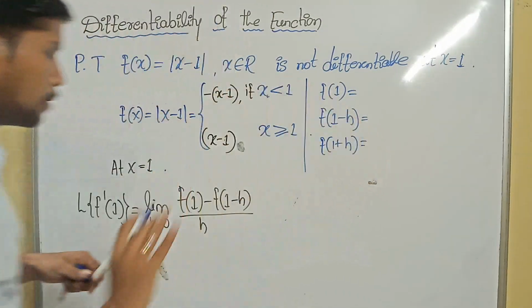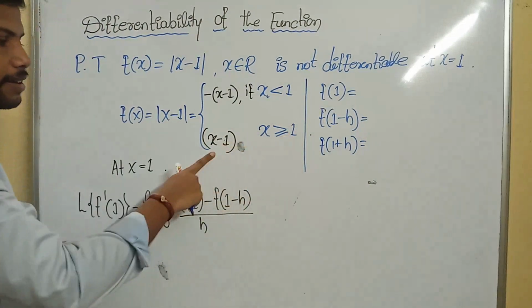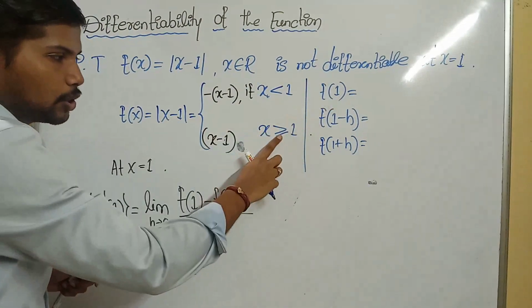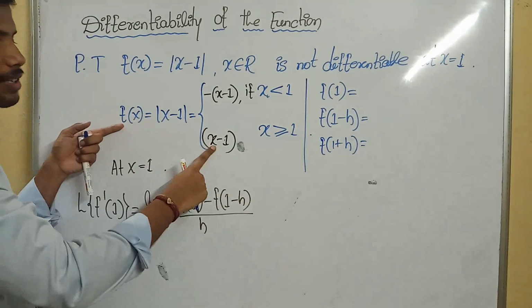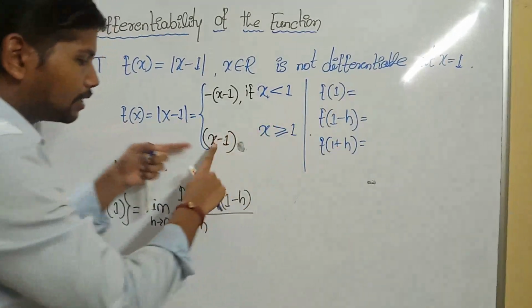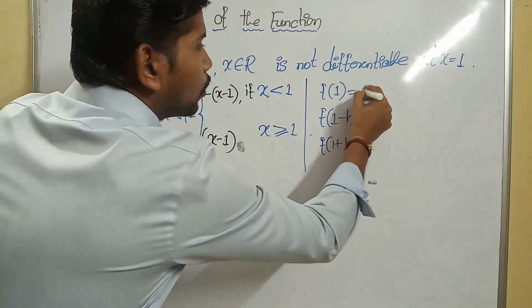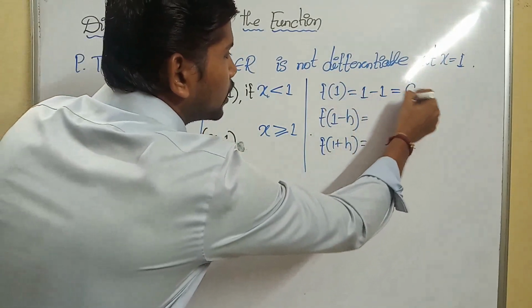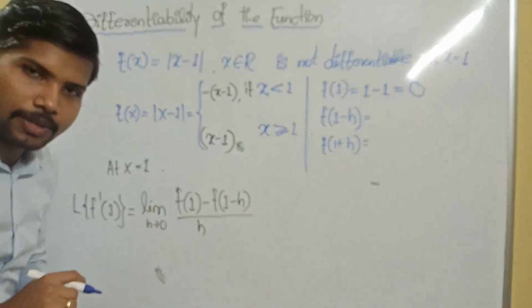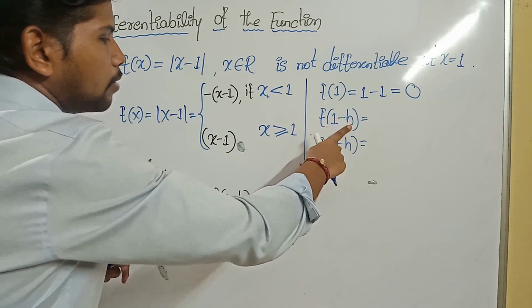Now I'll prepare. What is f of 1? I need to follow the second one, where the equal to condition is there. F of x is x minus 1, so with 1 in the place of x, it will be 1 minus 1. What is 1 minus 1? Its value is 0. Got the point? Then after this, 1 minus h. What is 1 minus h?